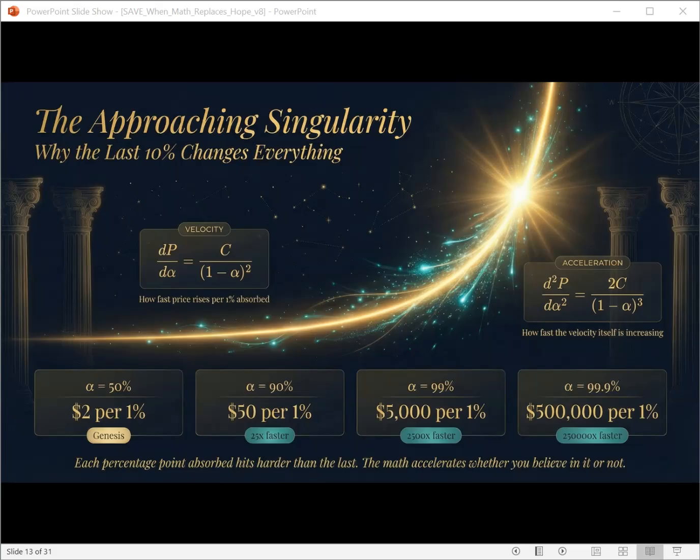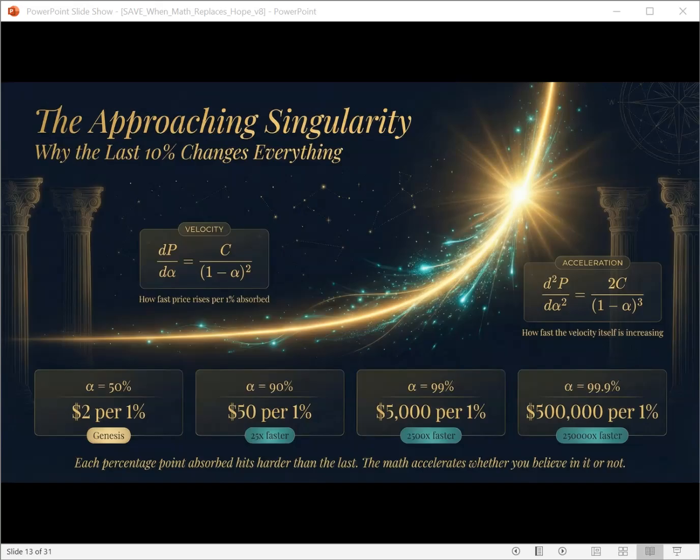So this means that at alpha equal to 90%, price is moving 100 times faster than at genesis. At alpha equal to 99%, it is moving 10,000 times faster. And the acceleration itself is accelerating. At alpha equal to 99%, the acceleration is 1 million times the genesis acceleration. Every derivative of the price function diverges. There is no order of speed at which the system levels off.